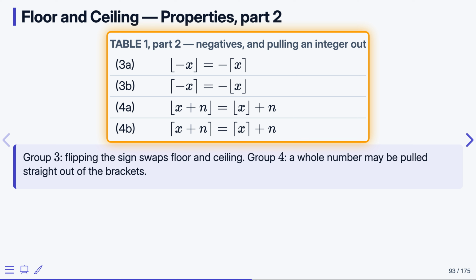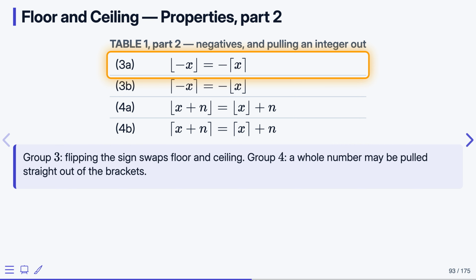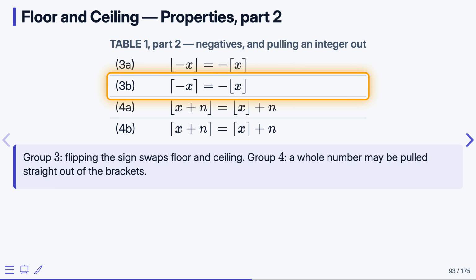Now the rest of the table. Group 3 connects the two functions through negatives. 3a: the floor of minus x equals minus the ceiling of x. 3b: the ceiling of minus x equals minus the floor of x. In plain words, flipping the sign swaps floor and ceiling. That makes sense, because reflecting the number line turns rounding down into rounding up.